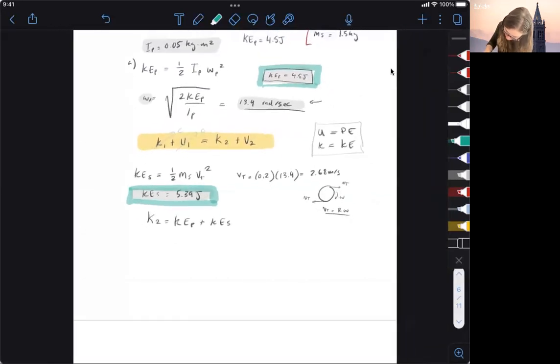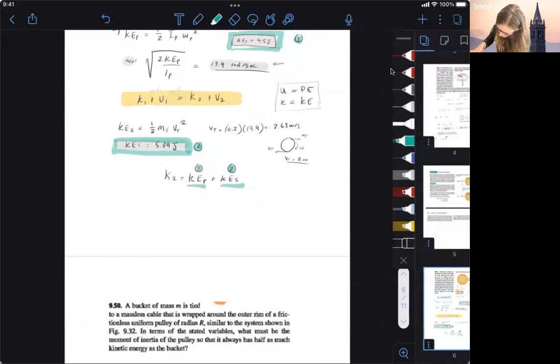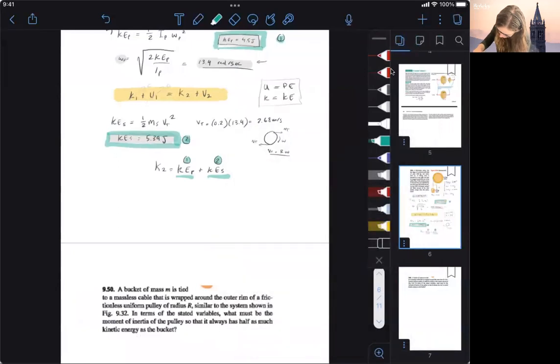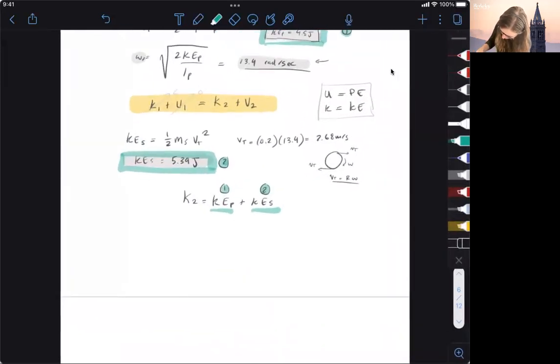Okay, so now that we have both of those, we're going to plug in our value for the kinetic energy for the pulley and then the kinetic energy for the stone. So we're going to plug in this guy right here and this guy. Okay, and then we have our K2. And then once we have our K2, we're looking at the rest of our general system. I'll go ahead and add a page. Okay, so we have our K2.